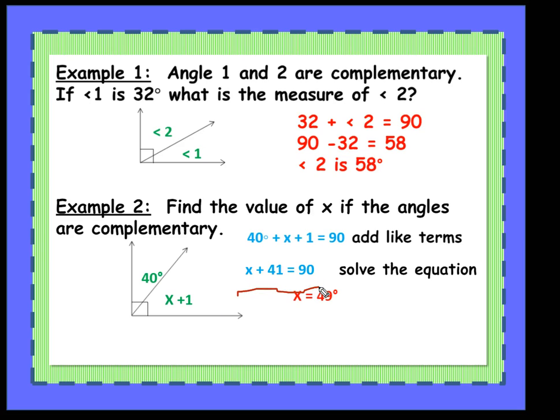That's just a one-step equation. So we need to isolate x on the left side to solve for it. So we just subtract 41 from both sides. The 41 right there will cancel out, and you get 90 minus 41 equals 49. So x equals 49.